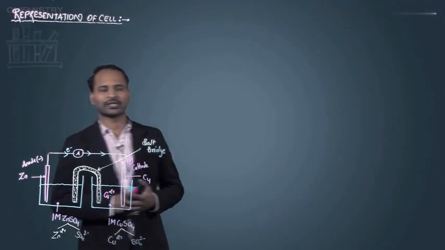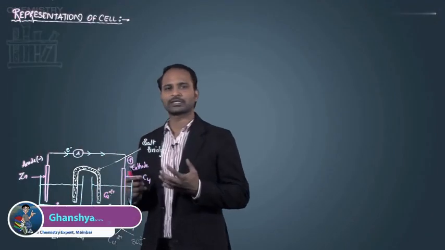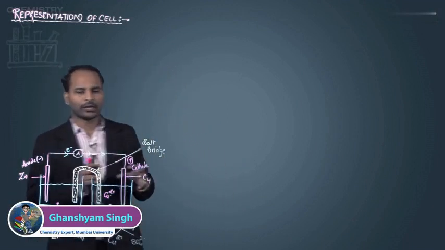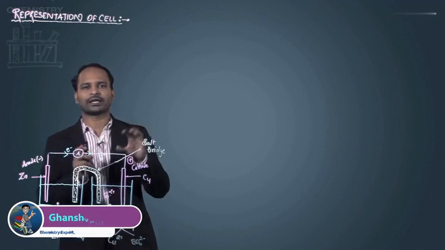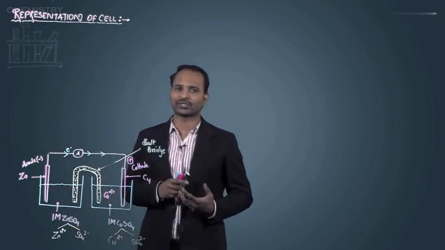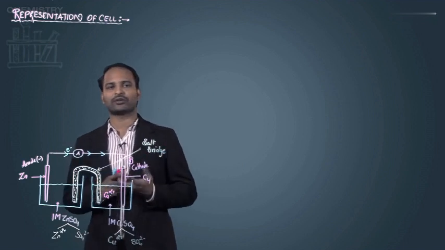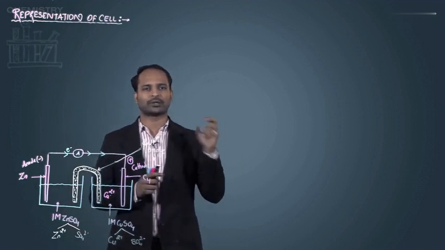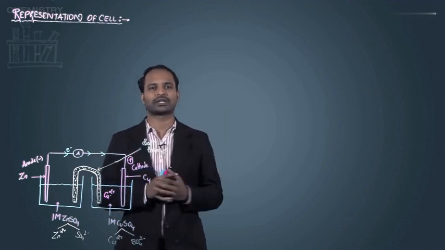Next we have the representation of a cell. Here we are representing the cell. The whole cell is represented in a single line. And by just observing that line, I can explain everything about the given cell. We can even write the reactions, the E naught cell value, and the conclusion. That means everything can be written just from its representation form.